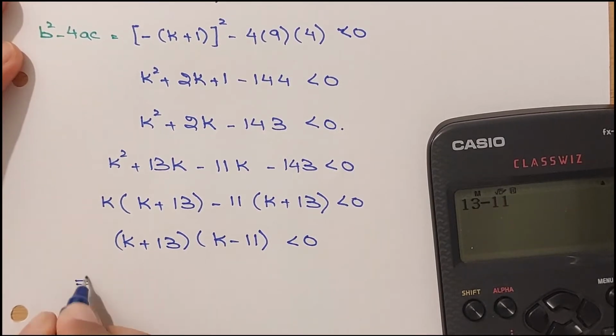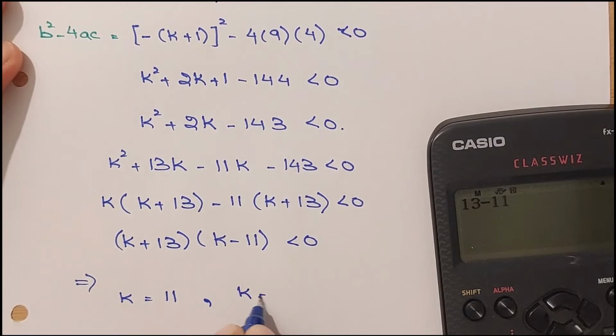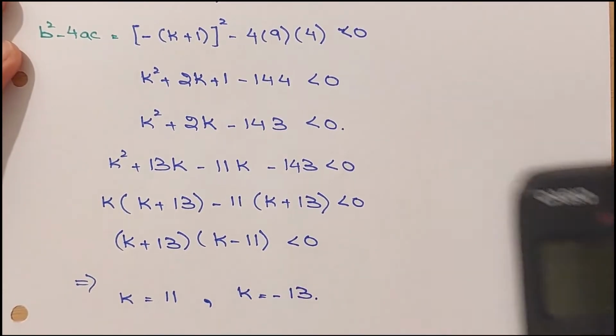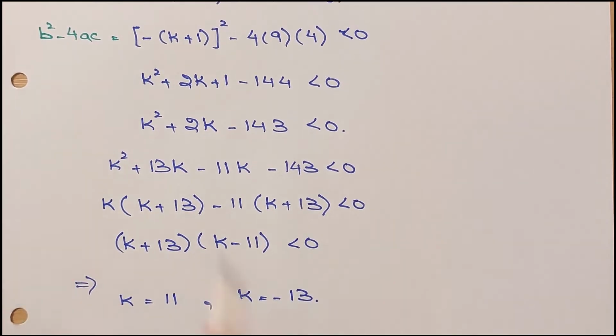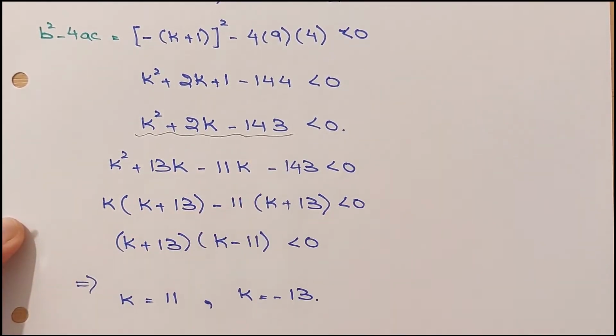Okay, so from here we have two k values. k equals 11 and k equals negative 13. Okay, so let me draw the parabola of this curve.